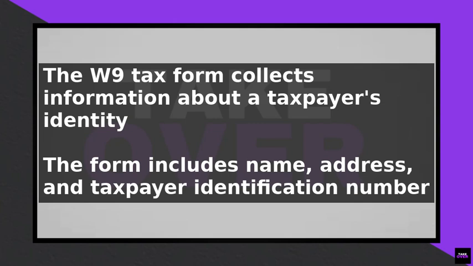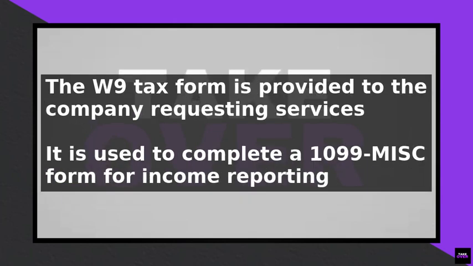First, let's start with the basics. The W-9 tax form, also known as the Request for Taxpayer Identification Number and Certification, is used to collect information about a taxpayer's identity, including their name, address, and taxpayer identification number. This information is used to report income and taxes to the IRS. The W-9 tax form typically includes the following information: the taxpayer's name and business name, address, taxpayer identification number, which can be a social security number or employer identification number, and certification that the taxpayer is a U.S. person or a foreign person.